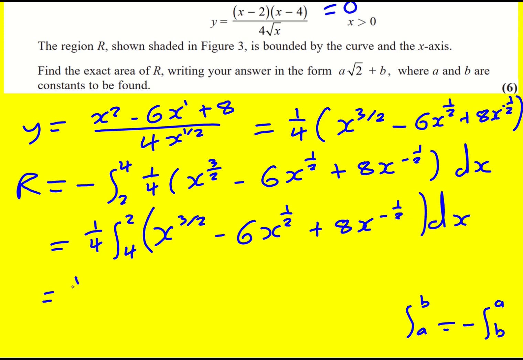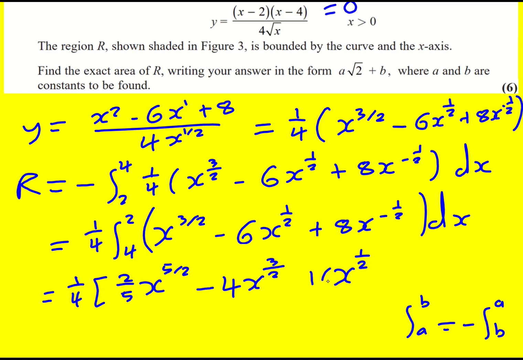Okay. So raise the power by 1, divide by the new power. Raise the power by 1 times by 2/3, which is going to give me 4. Of course, you can use your calculator to help you with this if you want. And then raise the power by 1 to a half, divide by a half is going to give us 16.